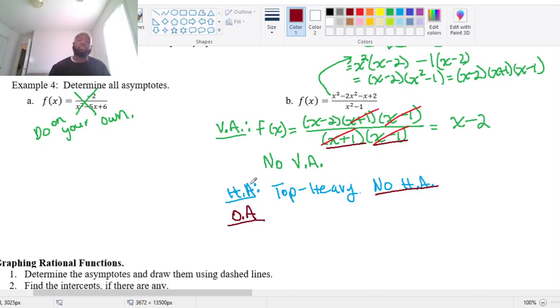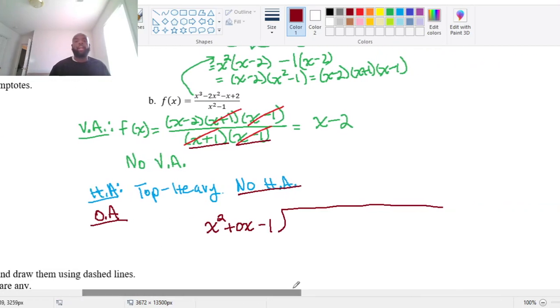Remember, oblique asymptotes only exist when the degree of the polynomial in the numerator is one more than the degree of the polynomial in the denominator, and that is the case in this example. And so the way that we find this is that we use long division. So I'm going to review our steps to long division, and we'll find our quotient, and then the line y equals our quotient is going to be our oblique asymptote.